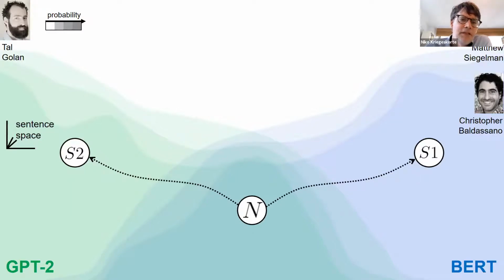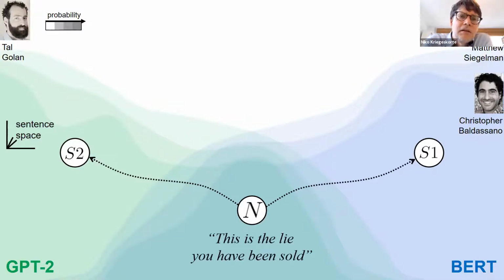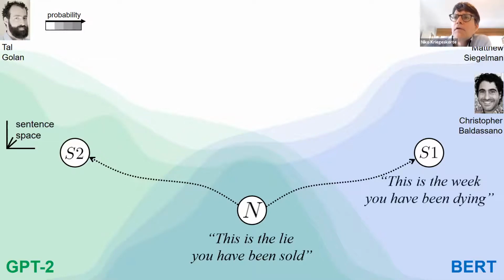So here's some examples of these sentences. It's really quite intriguing. So they started in this case with the sentence, "This is the lie you have been sold." So that's a natural sentence that they just found in a corpus of sentences. And then they optimized it to be unlikely in the eyes of GPT-2 and still equally likely, at least in the eyes of BERT. And they got the sentence, "This is the week you have been dying." So note that this is a perfectly grammatical sentence. However, it is an unlikely sentence because of its meaning.